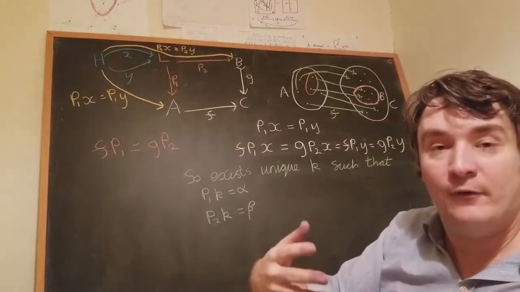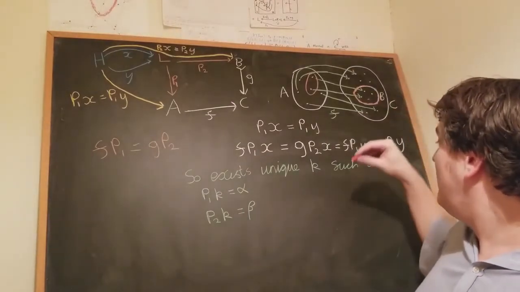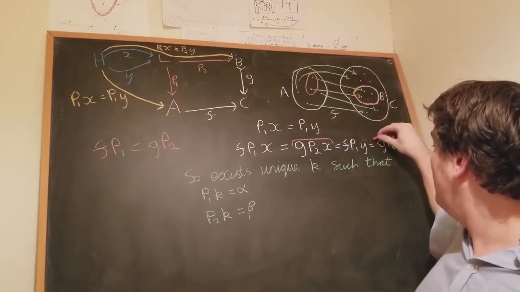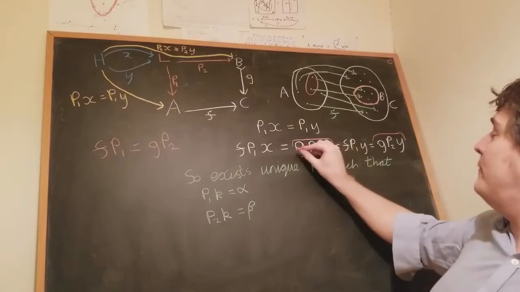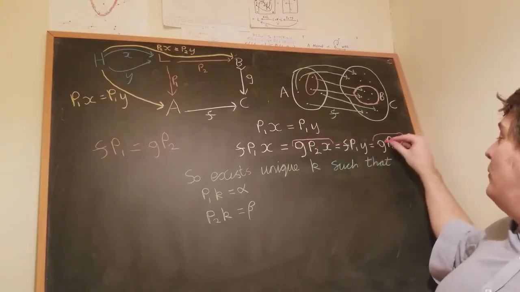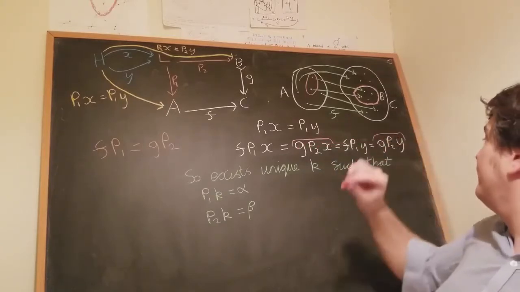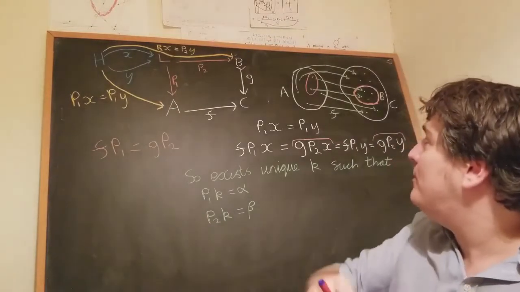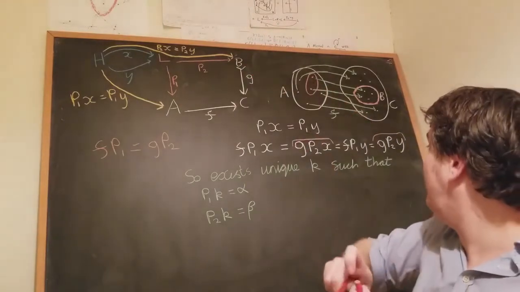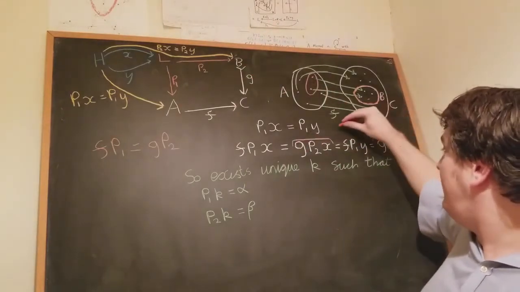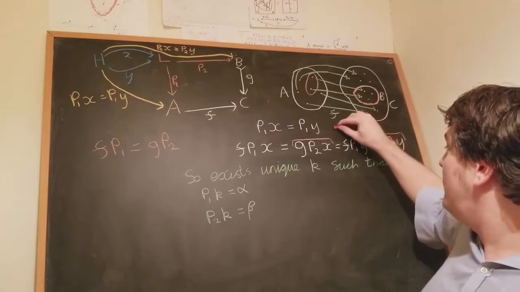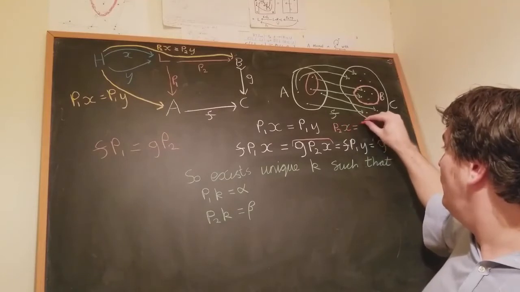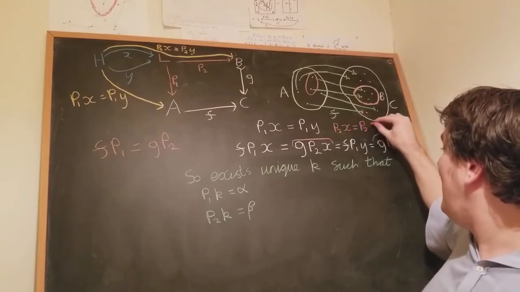So what do we do next? Well, the next thing we do is notice that these two things are equal. We must have that G after P2 after X equals G after P2 after Y. So what? Well, what do we know about G? We're assuming that G is a monomorphism, right? So what does this give us? This gives us that P2 after X equals P2 after Y.